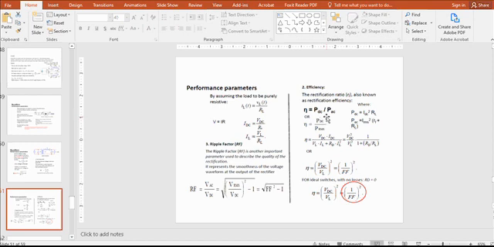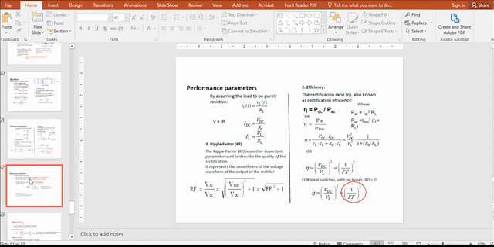Efficiency is output over input. Output, that is the DC output, and AC input. So this is the efficiency. By solving all these formulas we get one major formula, which is 1 over FF whole square. So this is the formula we need to remember: for efficiency it will be 1 over FF square. So this is how we will calculate further in numericals.